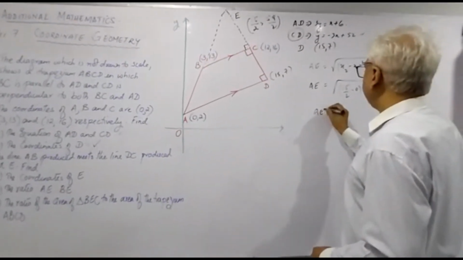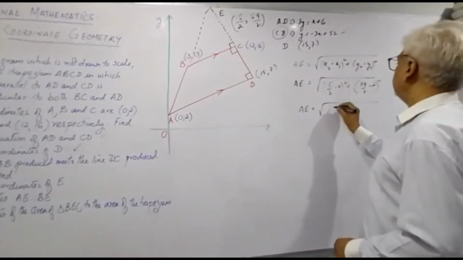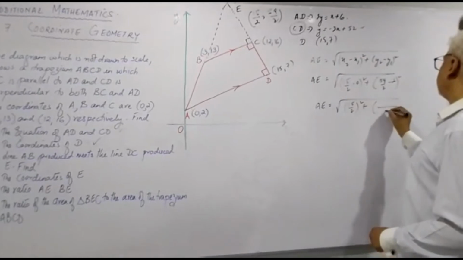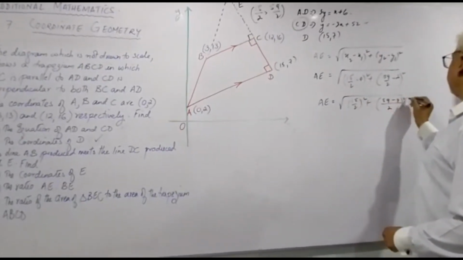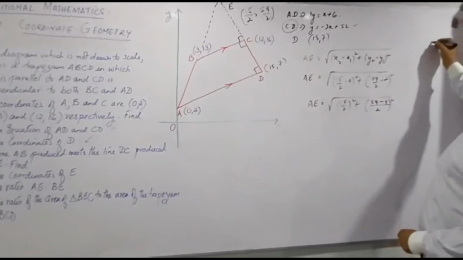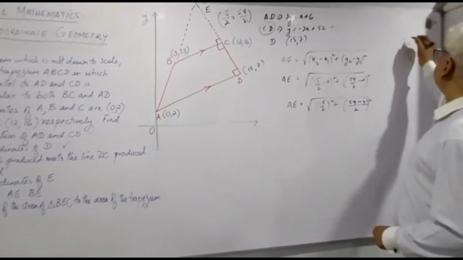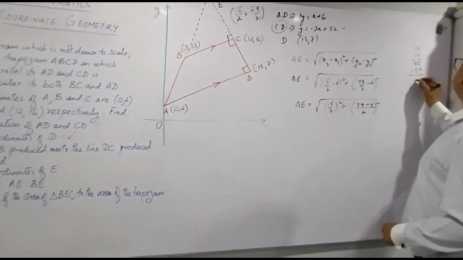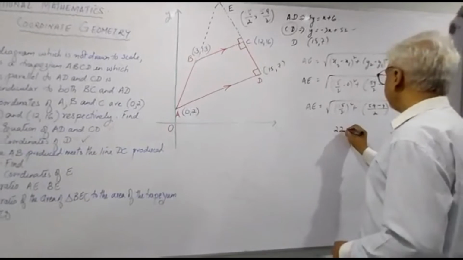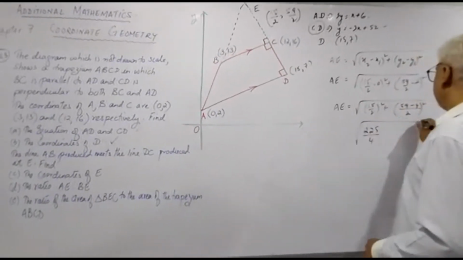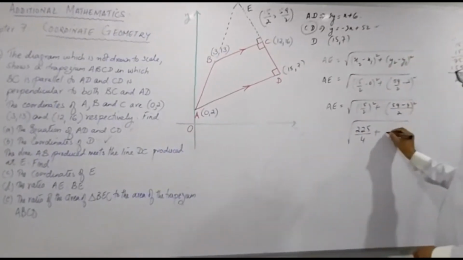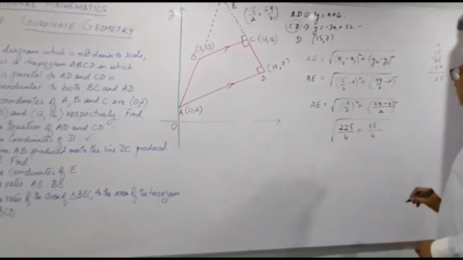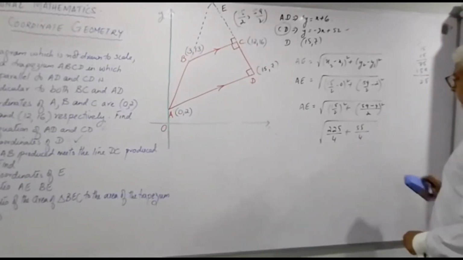So from here we will get AE is equal to the square root of (15 upon 2) the whole square plus (59 upon 2 minus 4) the whole square. 15 times 15 is 225, so 225 upon 4, plus 59 minus 4 would give you 55, 55 the whole square.